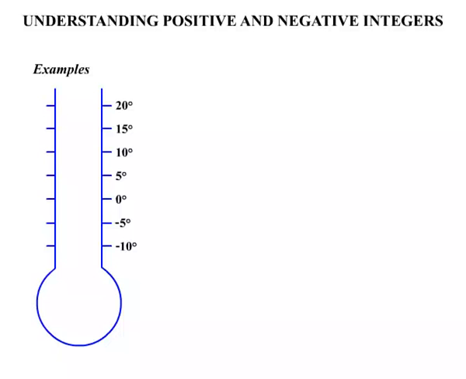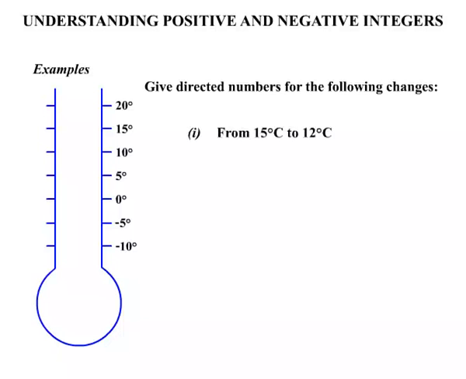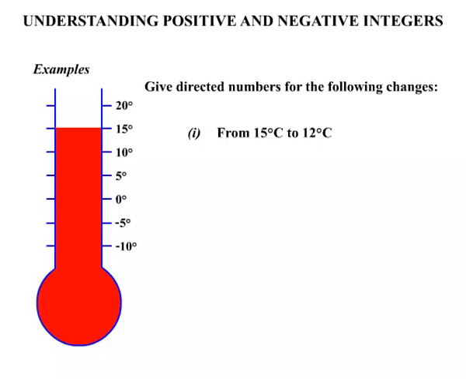Let's look at some further examples. We're asked to give directed numbers for the following changes. The first one: we're starting at 15 degrees Celsius and then it changes to 12 degrees Celsius. If it drops to 12 degrees Celsius, it's gone down 3. As a directed number, we would write negative 3. A drop of 3 would be indicated by negative 3.